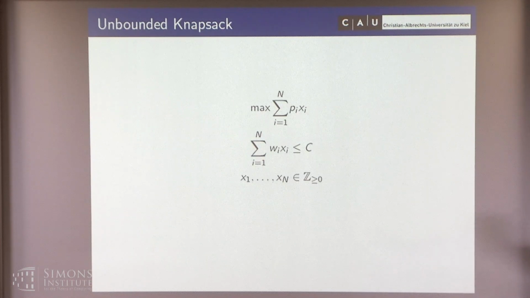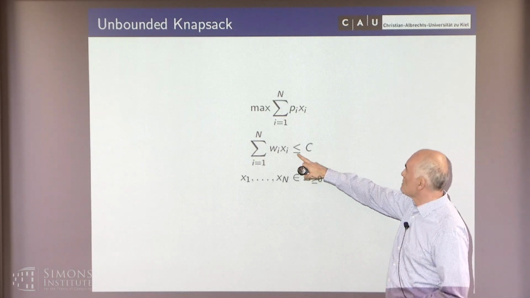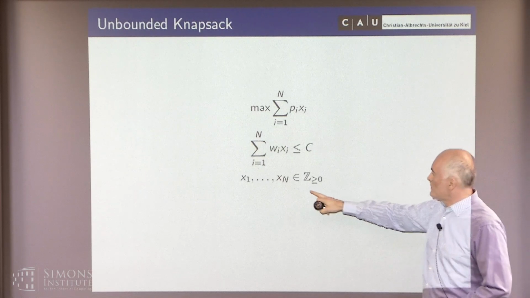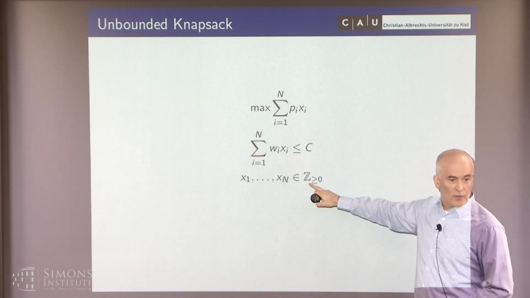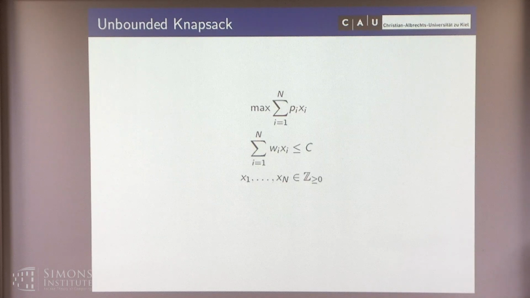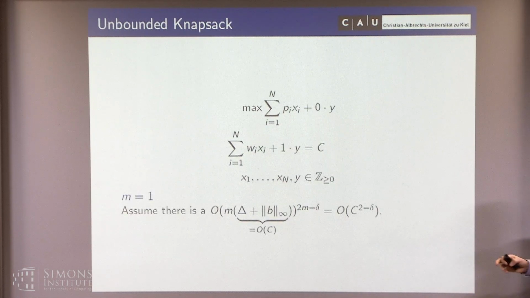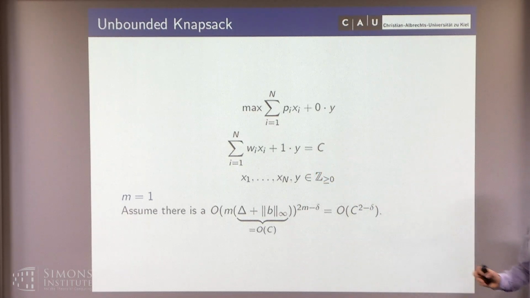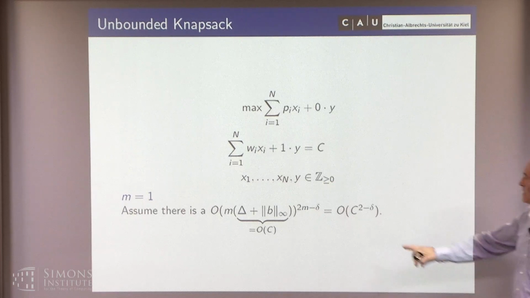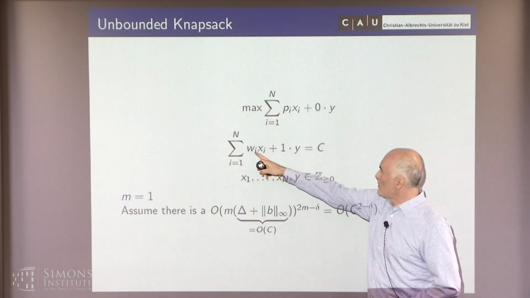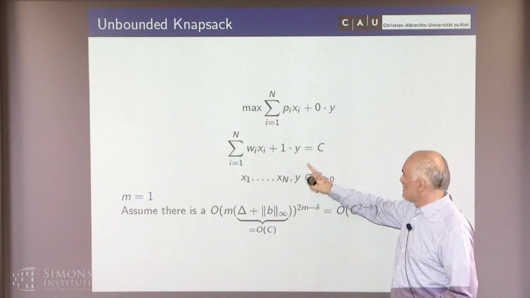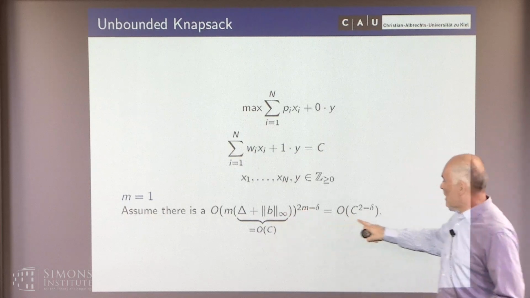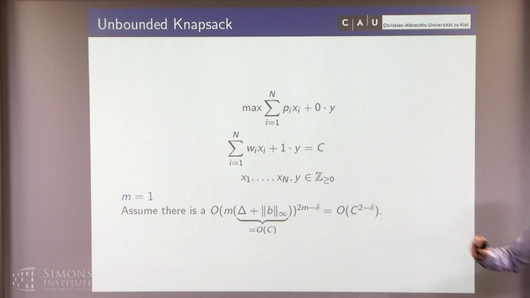It's not complicated. So we have unbounded knapsack, so we have a capacity at most C. These are the profit values here. You see, you can take items several times. That means you have the unbounded limit here. And what you simply do is you add some extra variable to get an equality constraint. And then if m is 1, and you assume that you have such a running time, you see all the values are at most delta. The capacity is the right-hand side. So this is O of C. And then if m is 1, you get directly this here. This is not complicated, no?